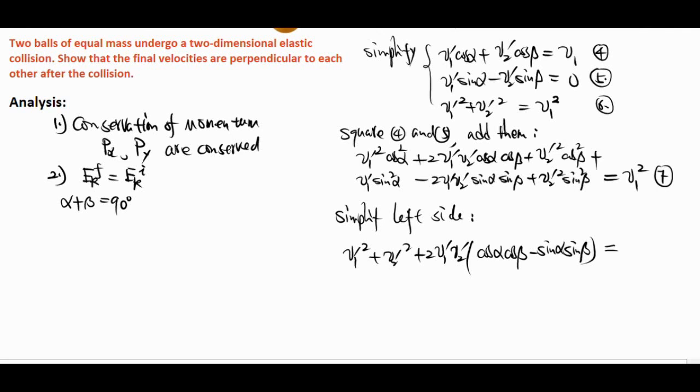And the right side is v1 squared. But by equation 6, v1 squared is the sum of squares, so it's v1 prime squared plus v2 prime squared. And then we cancel the same terms on the two sides. So that means the bracket should be 0, because v1 prime and v2 prime are speeds, they are not 0.